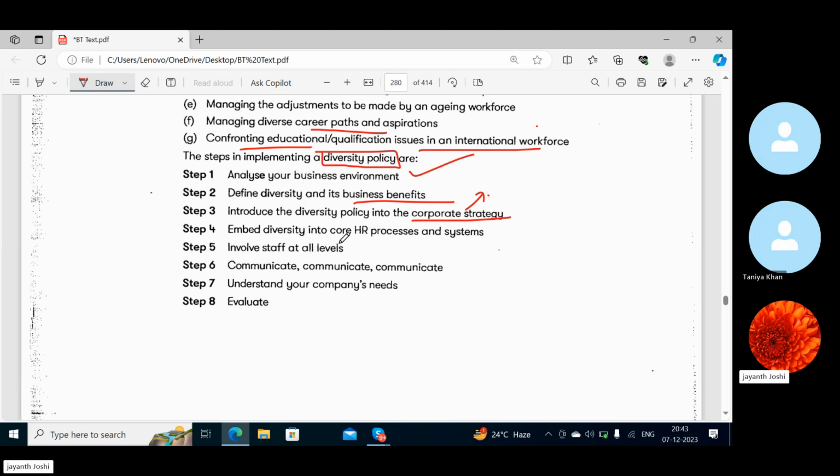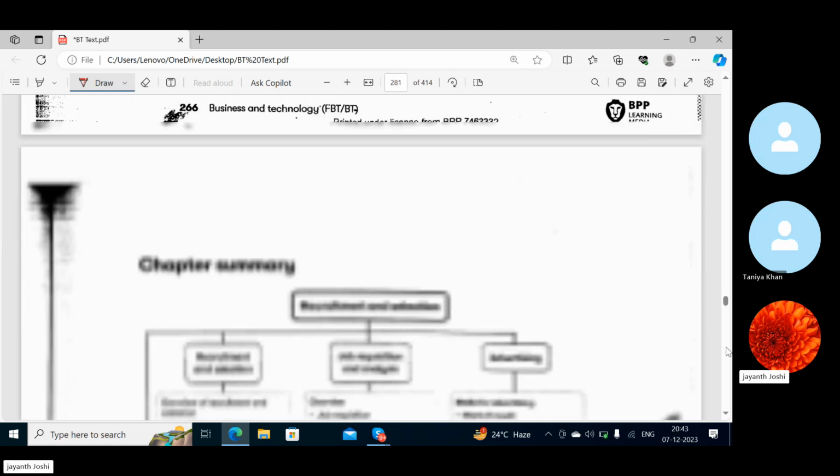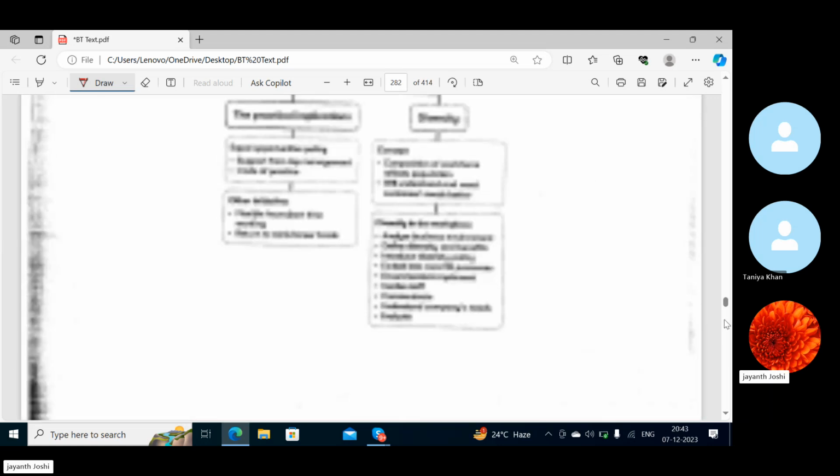Embed diversity into the human resource processes and systems, because HRs are the backbone for all human-related issues or problems. Involve staff at all levels. Communicate, understand your company's needs and evaluate. That is the end of the chapter.